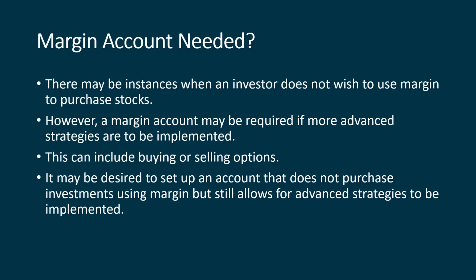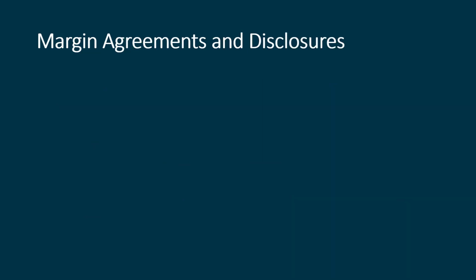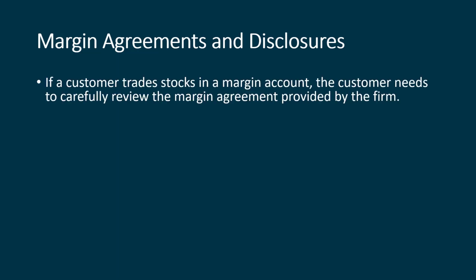It's best to understand your account. I went out and I found just a blanket agreement and some disclosures. These are things that your broker needs to tell you by law. If a customer trades stocks in a margin account, the customer needs to carefully review the margin agreement that's provided by the firm. It's small, and it's lengthy, and it's not exciting. But it's still a good idea to go over these. You can usually find them as PDFs on the company's website and take some time and go through this.